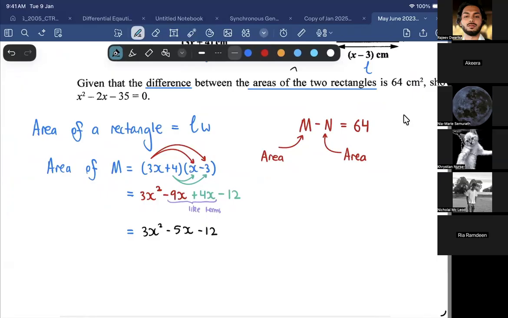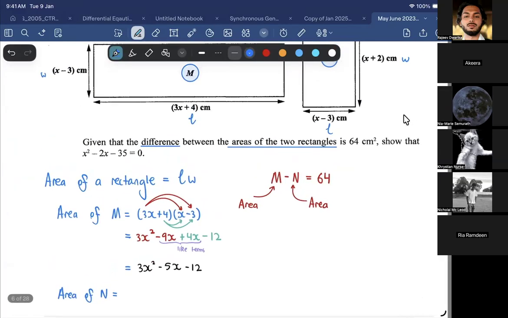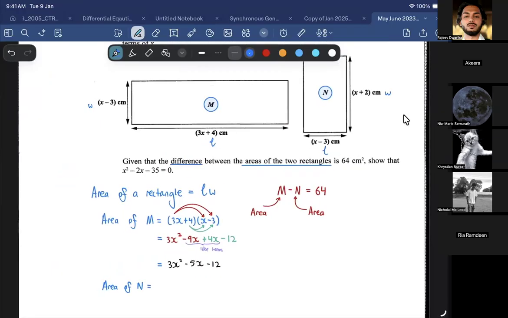Let's find the area of N now. So how would I find the area of N? Could somebody run me through that process? Multiply the length by the breadth. Okay, now you, Nia. Tell me how we're going to find the area of N. Length by width. So you write the x minus 3 multiplied by x plus 2. Right, how are we going to do that?